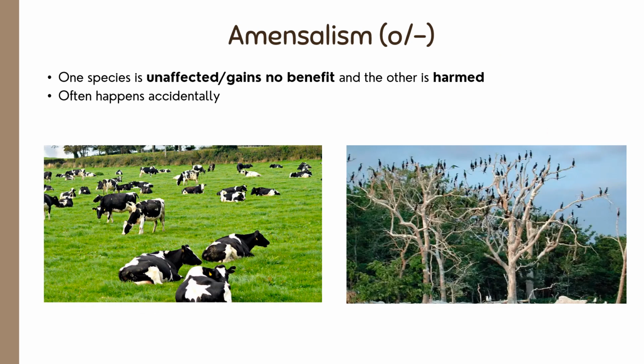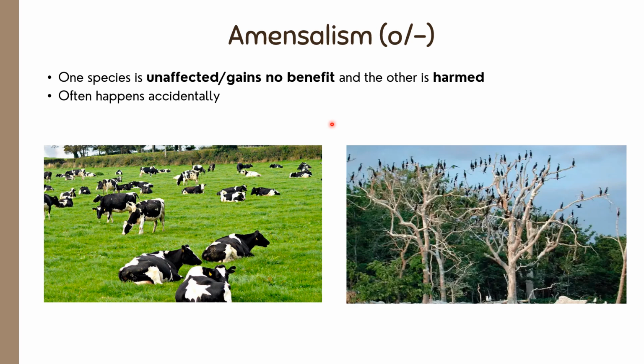Next, we have amensalism. And so in this interaction, one species is unaffected or gains no benefit, so it's neutral, and the other one is harmed. And this often happens accidentally. So in this example here, we have the cattle or the cows as one species and the grass as another. The cattle accidentally kill the grass as they walk across it.